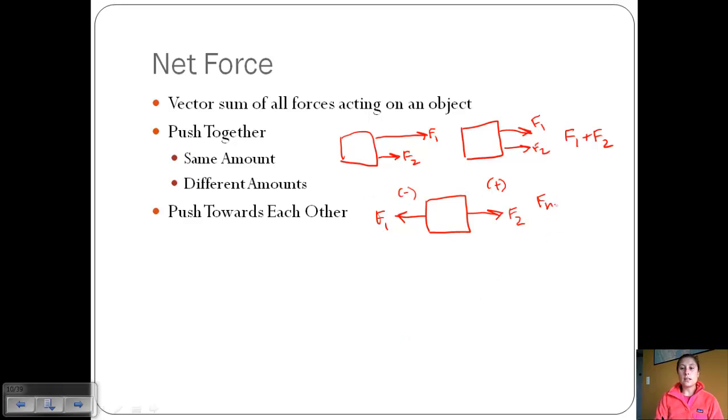So our net force in this case would still be adding up all of the forces, but in this case, F1 is going to be negative. And so this would really be F2 plus a negative F1. And so our net force, depending on the amounts of each of these, would end up being smaller than each of them because we're actually subtracting.